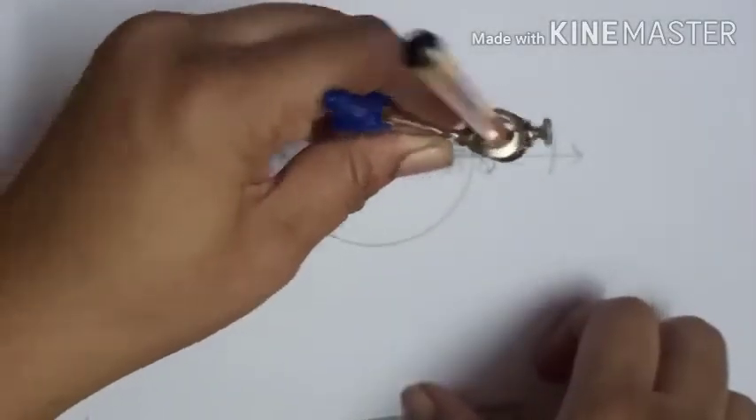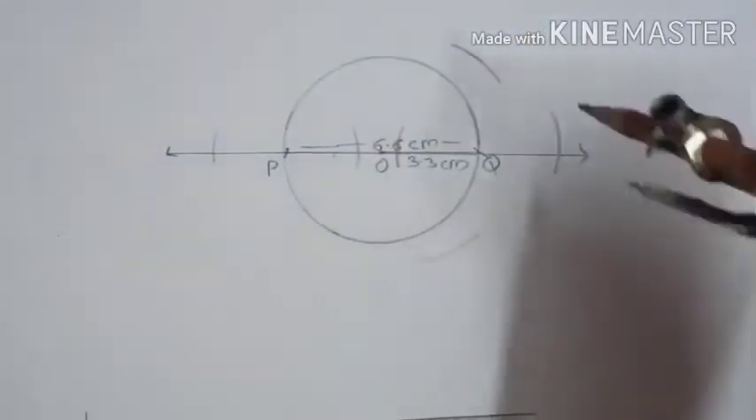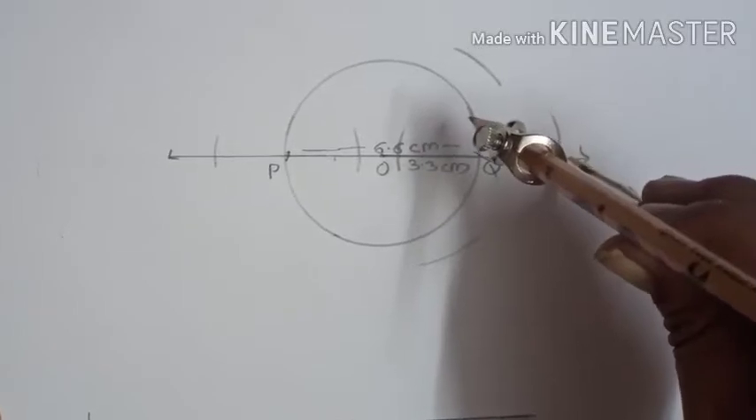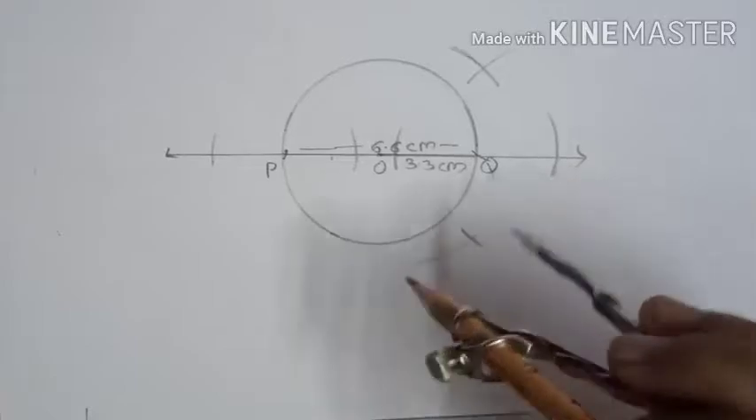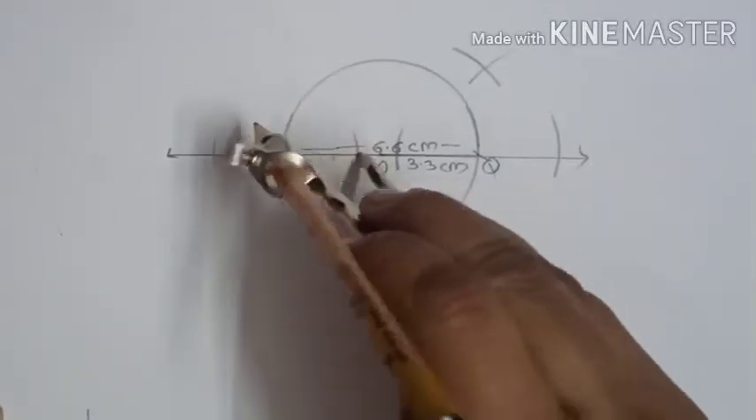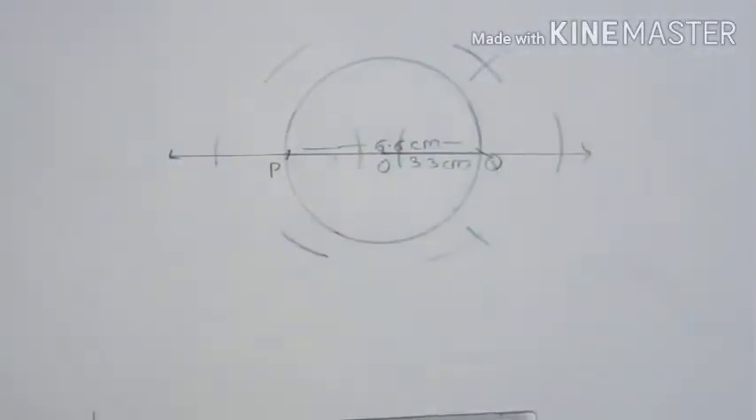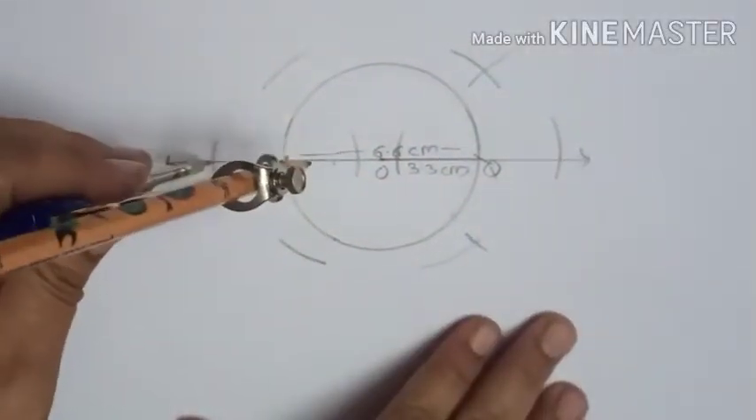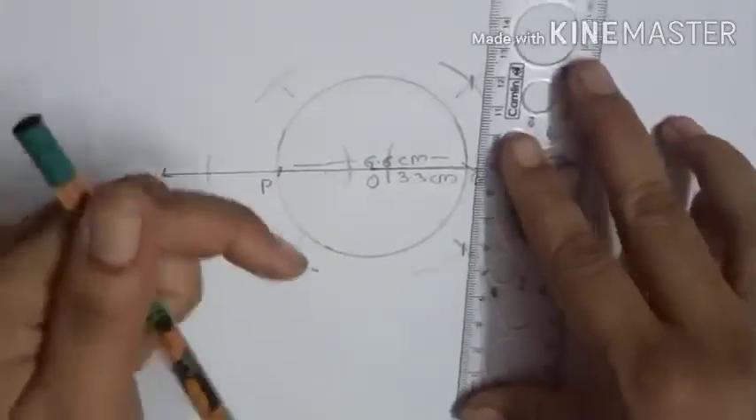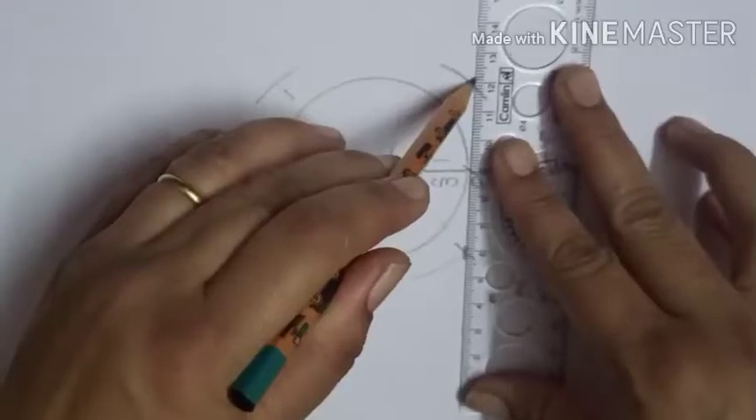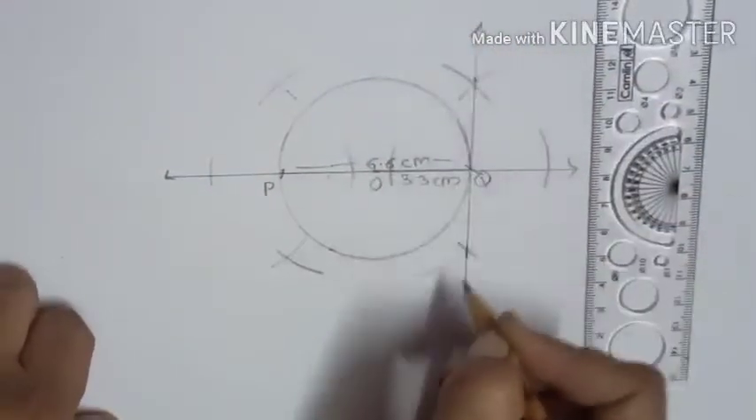Now for the arcs near point Q, take more than half the distance between them in the compass and make arcs above and below the segment PQ. Similarly, from point P, make arcs above and below the chord PQ. Find the intersections of the arcs near point P and point Q. We will get the tangents at P and Q.